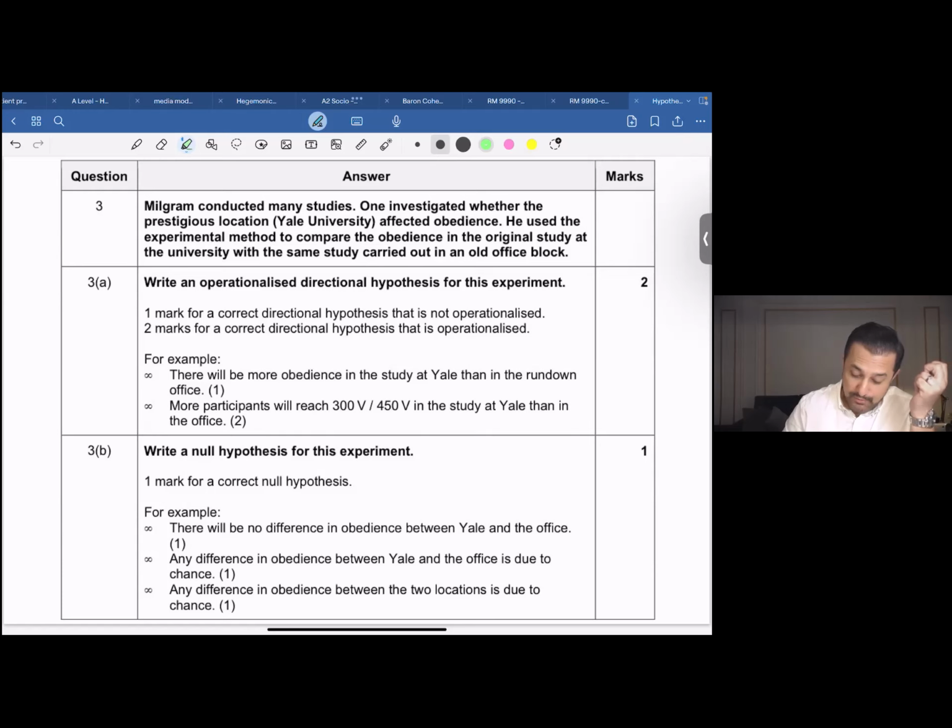He used the experimental method to compare the obedience in the original study at the university with the same study carried out in an old office block. So let me read through the last line again.